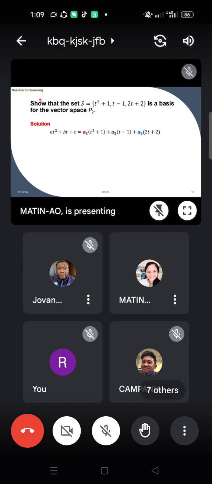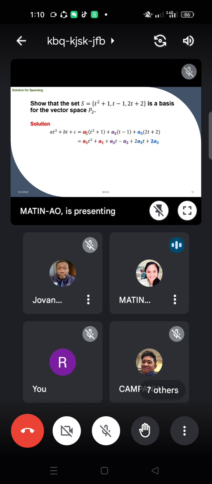Okay, so that is a times t squared plus bt plus c. But this is in a standard form, or shall I say, a polynomial with a degree of 2. So these are the polynomials. The concept of spanning is that we're going to look for the values of the scalars.